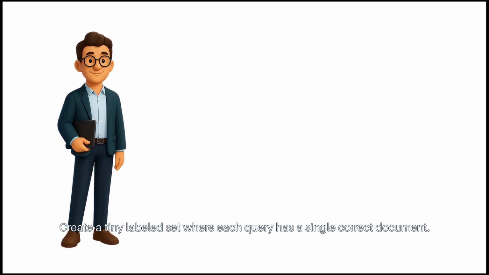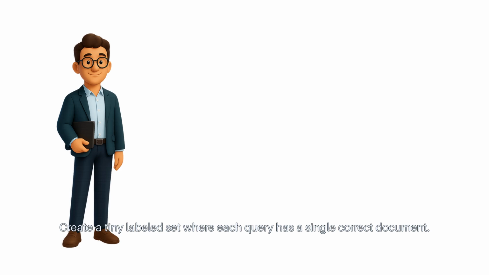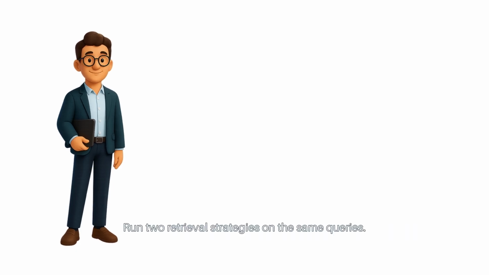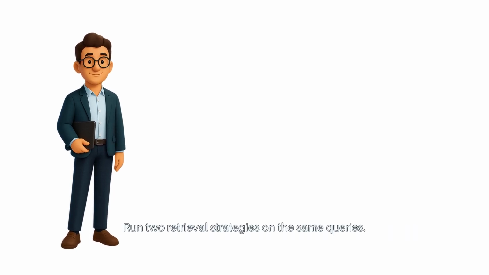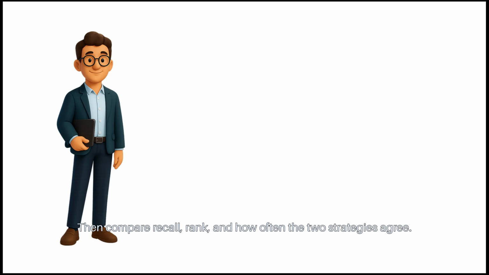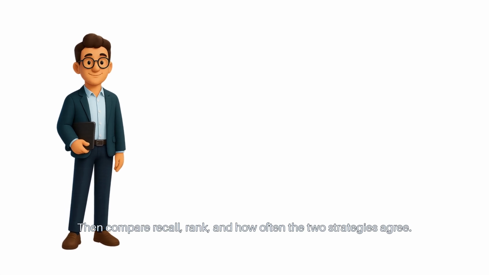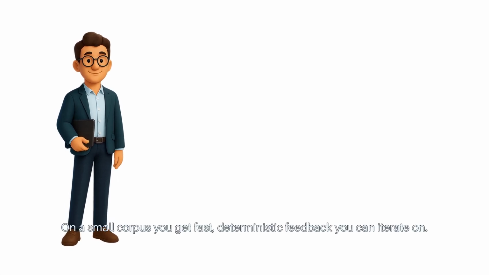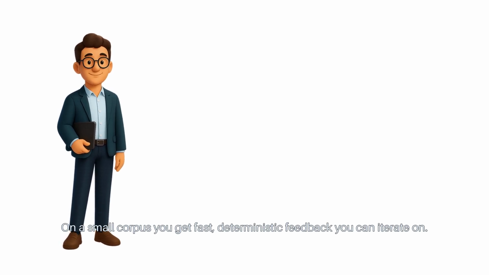Create a tiny labeled set where each query has a single correct document. Run two retrieval strategies on the same queries. Then compare recall, rank, and how often the two strategies agree. On a small corpus, you get fast, deterministic feedback you can iterate on.